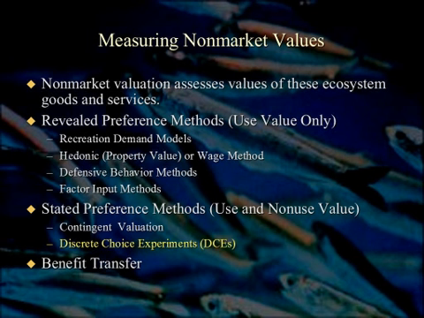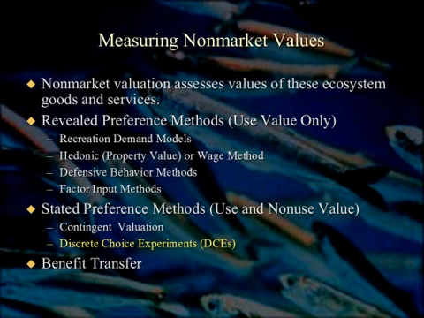Right, so there's a variety of ways that we can look at what people do, patterns in their behavior, to estimate or try to figure out what these ecosystem service values are. Challenges with revealed preference methods: because we're observing behavior, we can only measure values that are related to behavior, use values. Stated preference methods are what we use to measure both use and non-use values.